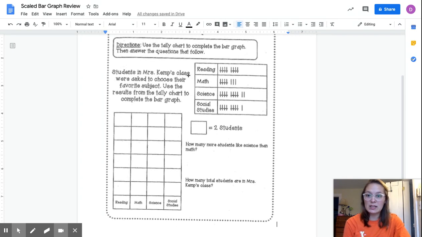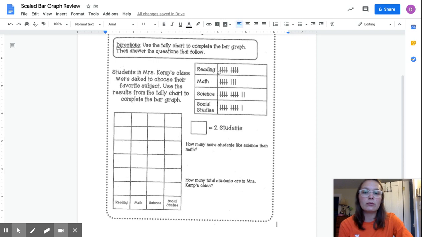Students in Mrs. Kemp's class were asked to choose their favorite subject. Use the results from the tally chart to complete the bar graph. Okay, here's our key. It says one box equals 2 students. So we can't color in a box for every one student because one box represents 2 students.